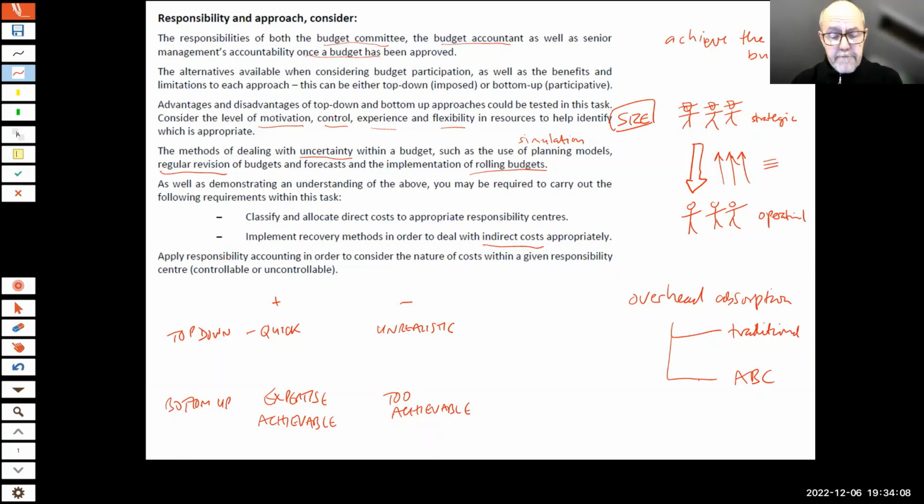You need to apply responsibility accounting in order to consider the nature of costs within a given responsibility sector. And costs can be controllable or uncontrollable. We keep going on about what's happening in Ukraine. Your gas supplier, no point giving your gas supplier a hard time about your gas bill, because the cost of gas has gone up beyond the control of anybody in the UK, let alone within an individual company.